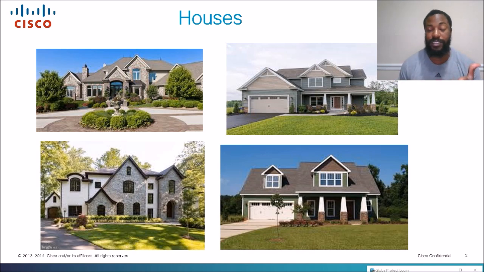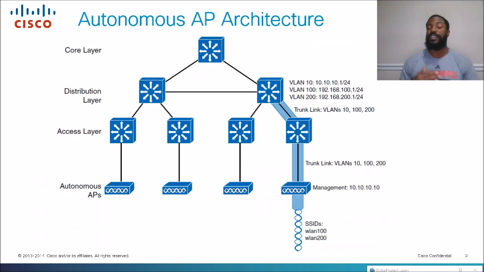Just like houses, the architectures and different types of designs of houses are not the same. The same thing with networks. You can have one network engineer or a group of network engineers designing a network, and it's not going to look the same as group B's network. They're just not going to be the same. So we're going to discuss the different types of wireless architectures.